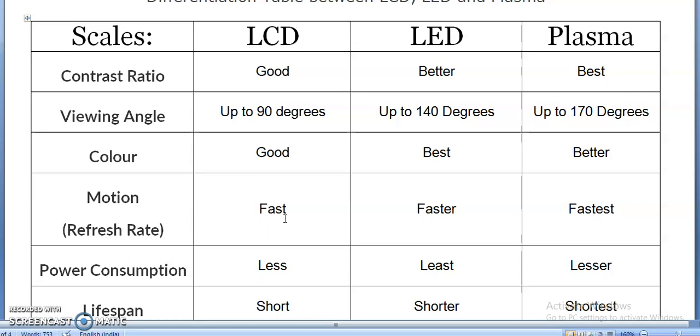Power consumption, again, is less in LCD, and plasma as compared to LED consumes more power. So the least power consumption is by the LEDs, and LCDs also consume less power, but out of the three, the LED consumes the least power.